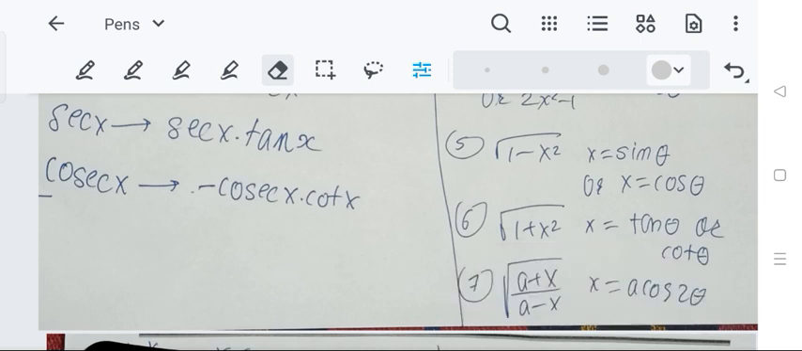Next is that if root of a plus x divided by a minus x is there, then put x equal to a twice of cos theta. This property is very much important.